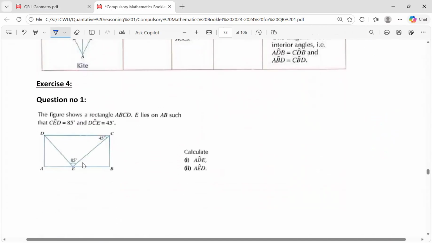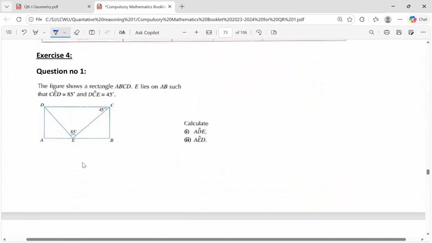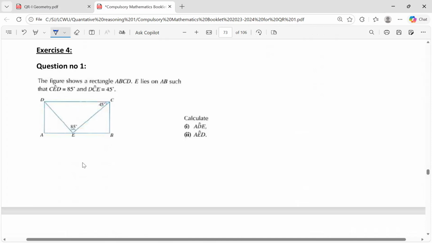Let's do some questions from the exercise. First one. Figure shows a rectangle ABCD. Rectangle means angles are right angles. E lies on AB such that angle CED, this one, is 85 degrees, and angle ECD, this one, is 45 degrees. You have to calculate angle ADE.